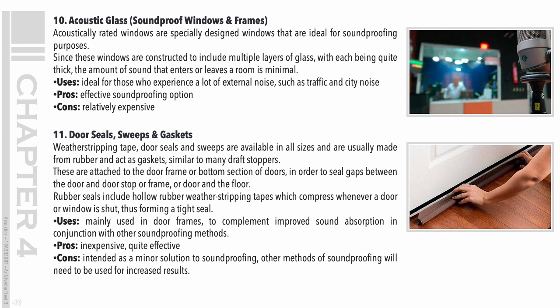10. Acoustic glass, soundproof windows and frames. Acoustically rated windows are specially designed windows that are ideal for soundproofing purposes. Since these windows are constructed to include multiple layers of glass, with each being quite thick, the amount of sound that enters or leaves a room is minimal. Uses: ideal for those who experience a lot of external noise, such as traffic and city noise. Pros: effective soundproofing option. Cons: relatively expensive.